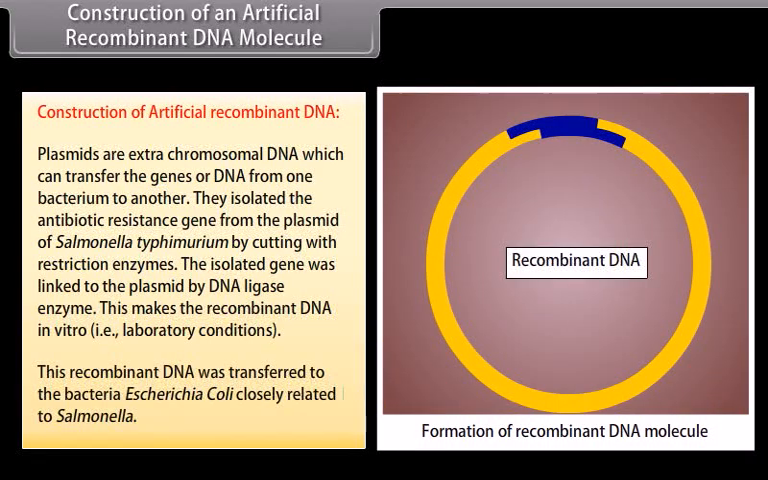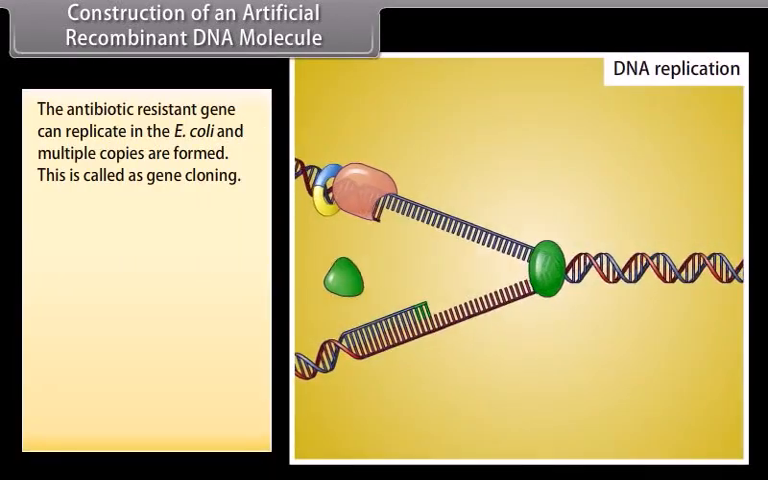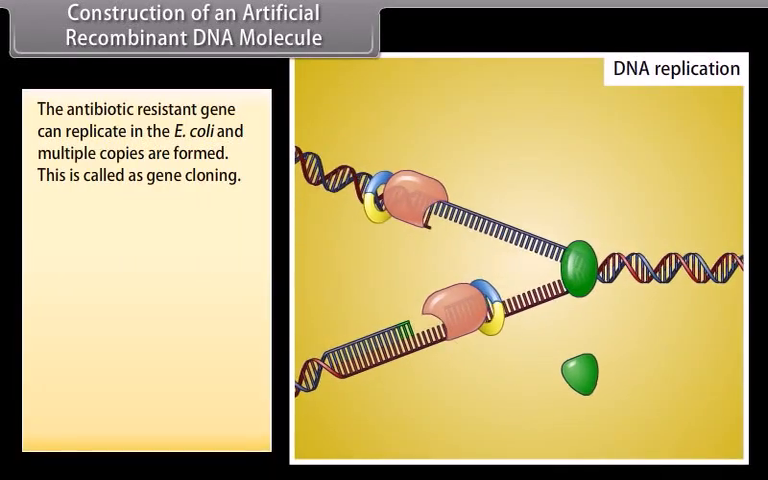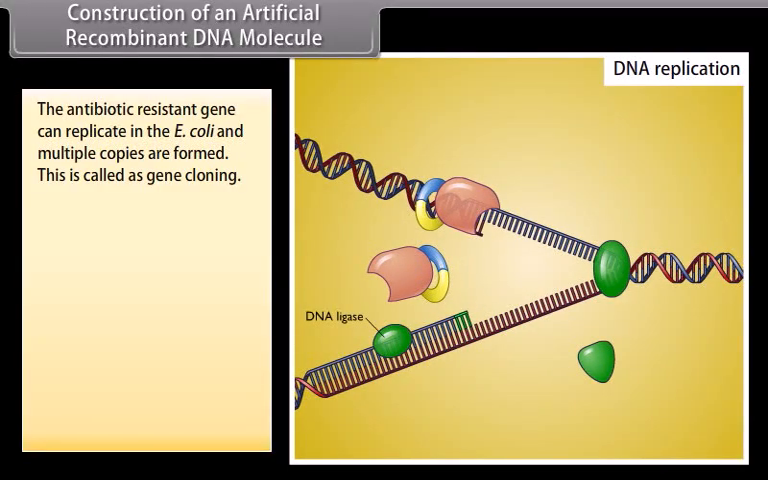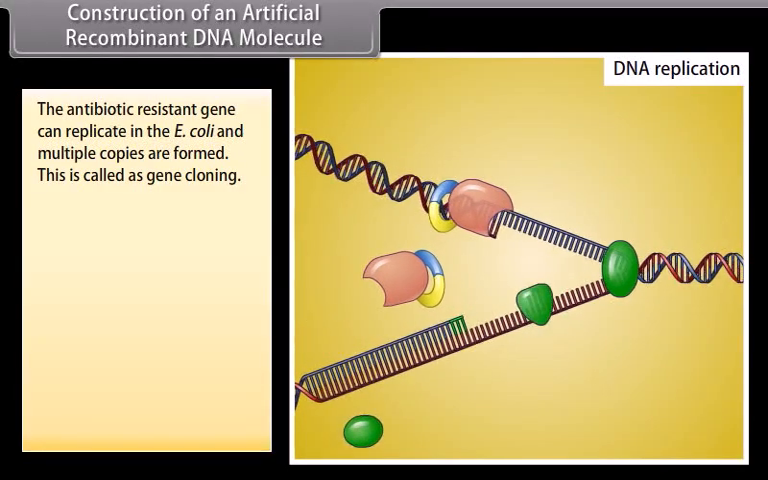This recombinant DNA was transferred to the bacteria Escherichia coli, closely related to Salmonella. The antibiotic resistance gene can replicate in the E. coli and multiple copies are formed. This is called gene cloning.